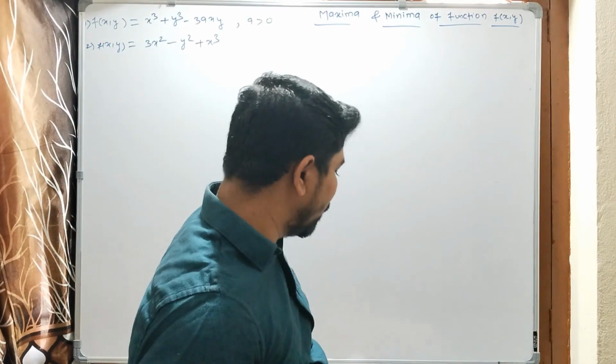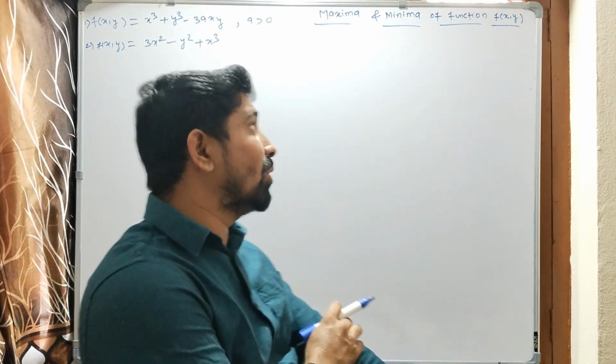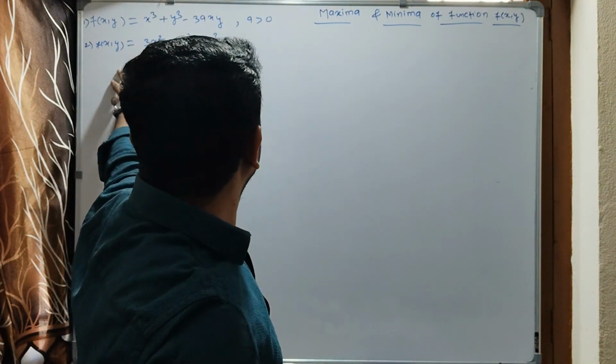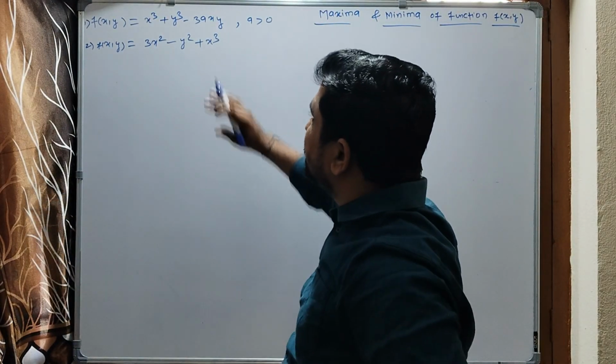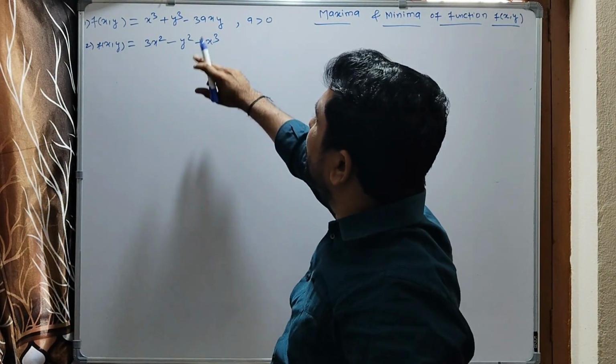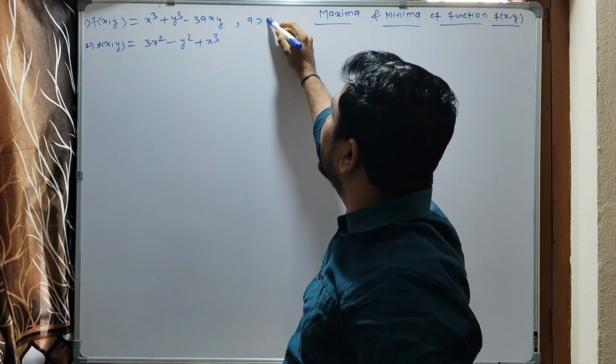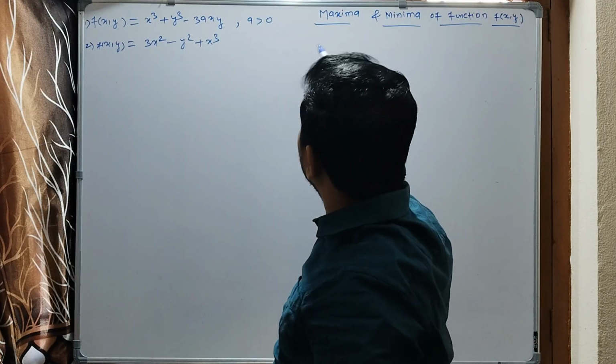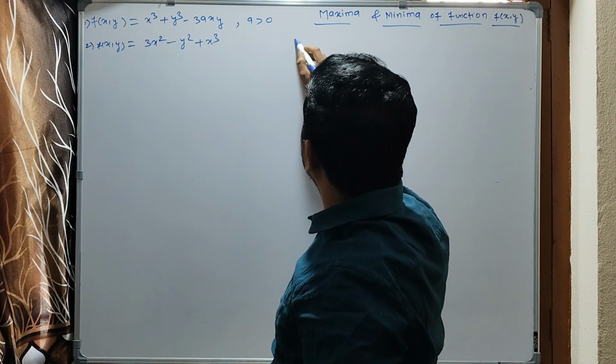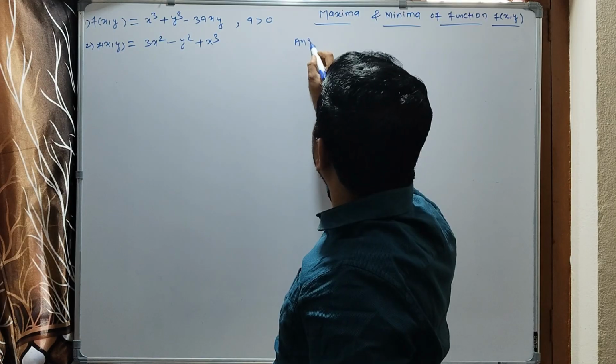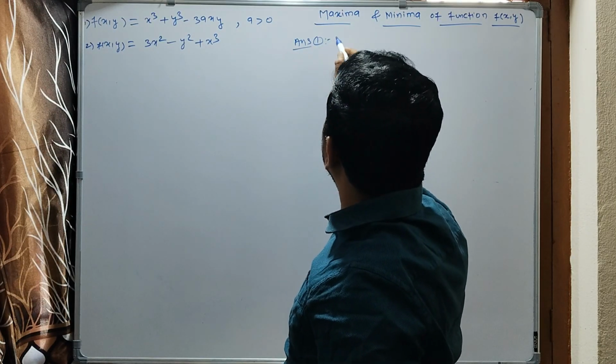Hi friends, in this video we are going to discuss two problems about maxima and minima. So here example 1 is given: discuss the maxima and minima of this function in two variables x and y. In example 1, a is strictly greater than 0. This is my given condition. So here I want to write the answer to my question number 1.